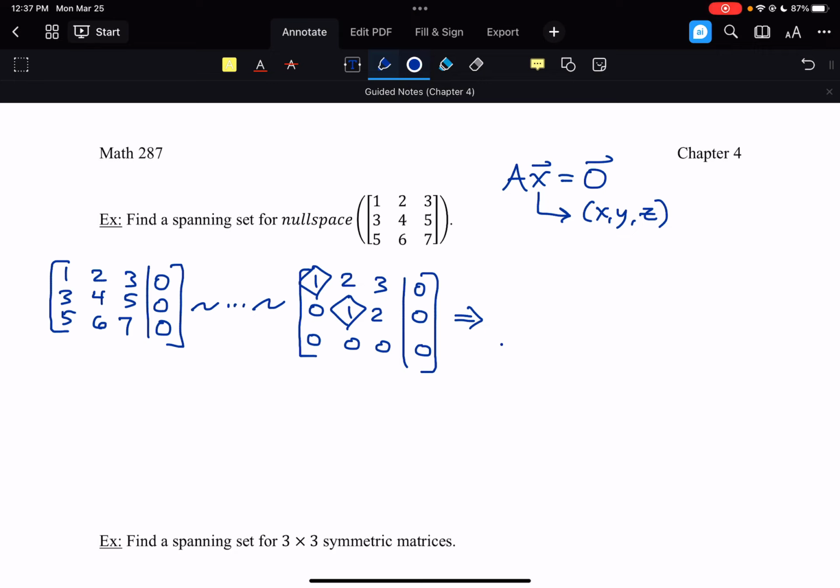This gives us Z is that unpivoted column, so that's going to be our free variable. Y plus 2t is 0, so y is negative 2t. And x, that's 2 times negative 2t, so that's negative 4t, plus 3t is negative t, so add that over. X is also t.